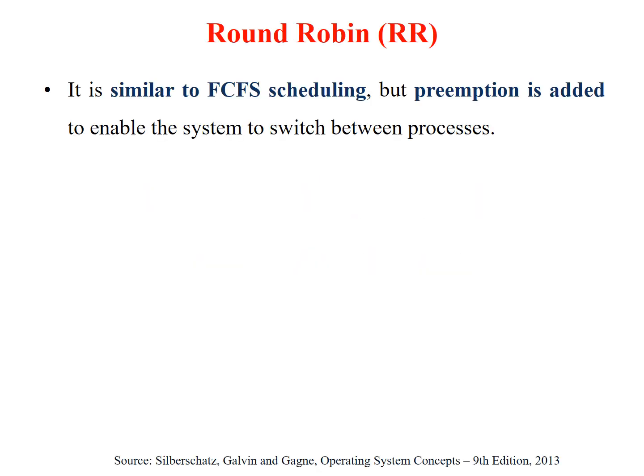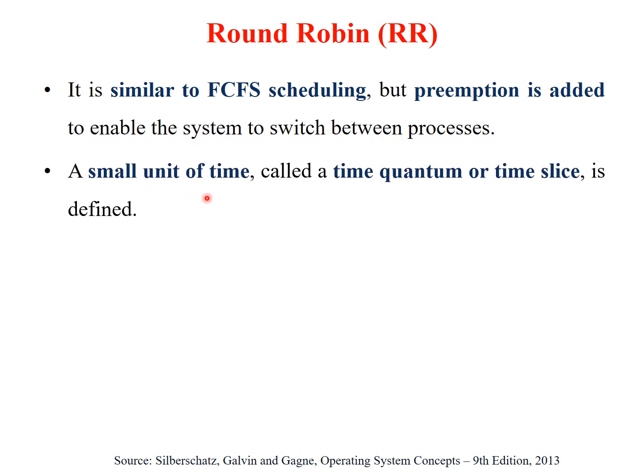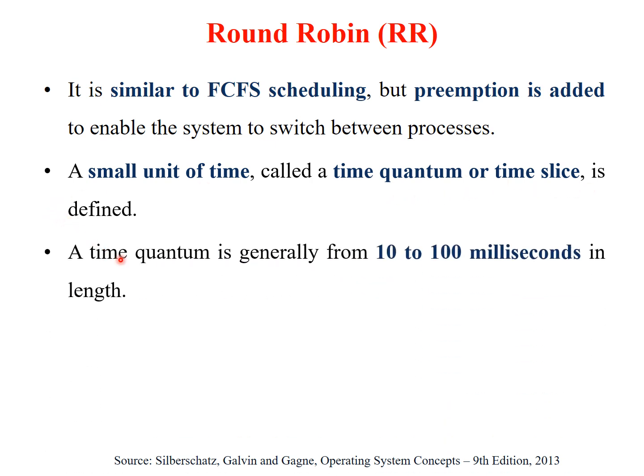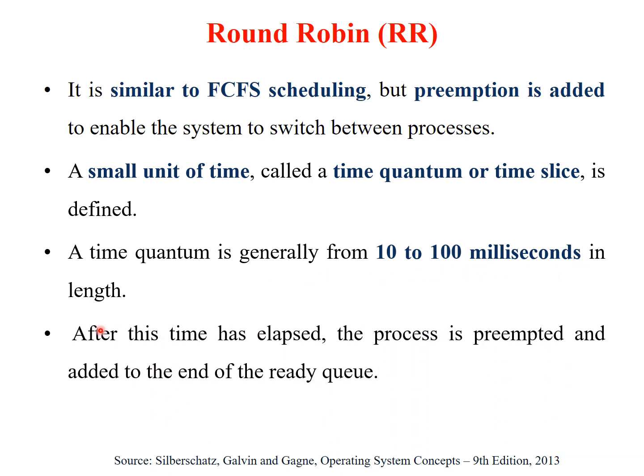Round-robin scheduling is similar to first-come first-served scheduling, but preemption is added to enable the system to switch between the processes. A small unit of time called a time quantum or time slice is defined here. A time quantum is generally from 10 to 100 milliseconds in length. After this time has elapsed, the process is preempted and added to the end of the ready queue.